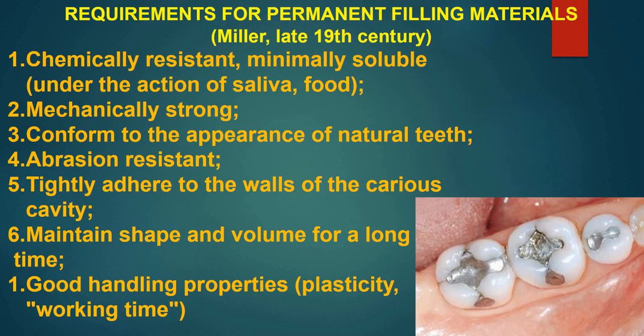Requirements for permanent filling materials by Miller, late 19th century. First, chemically resistant, minimally soluble under the action of saliva and food. Second, mechanically strong. Third, conform to the appearance of natural teeth. Fourth, abrasion resistant. Fifth, tightly adhere to the walls of the carious cavity. Sixth, maintain shape and volume for a long time.